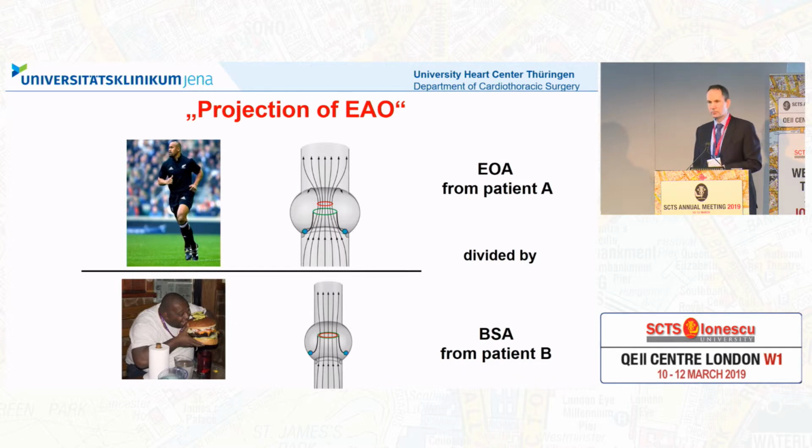So now we have developed in the surgical field something called projection of the effective orifice area. What we do is use the effective orifice area that we measure in this guy and divide it by the BSA from the patient in this guy. So of course it's obvious that you have different EOAs depending on the different anatomies. But if you say that the effective orifice area that you measure here will also be available here, that's wrong.